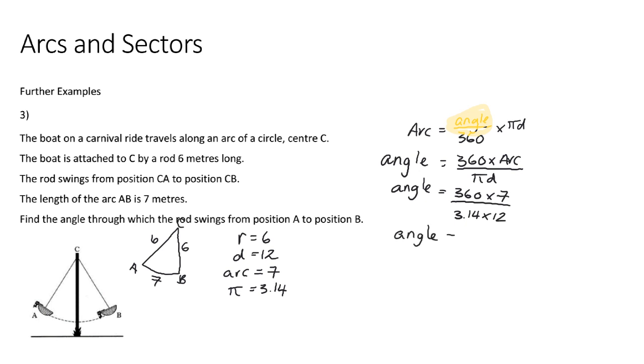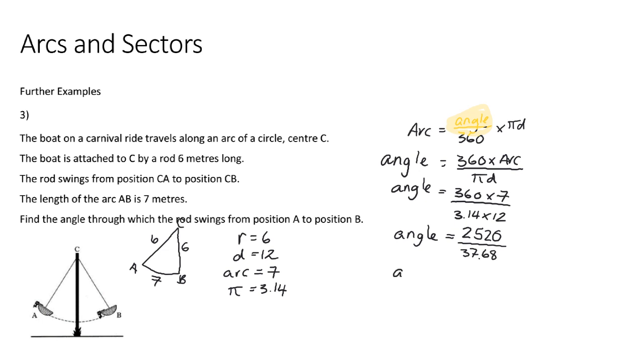Like the second example, I'm going to do the numerator and the denominator separately because I want to reduce the amount of mistakes that I can potentially make. So 360 times 7 is 2,520, and 3.14 times 12 is 37.68.